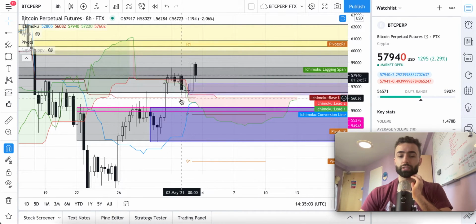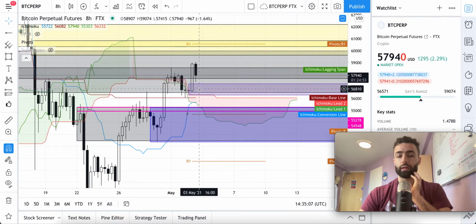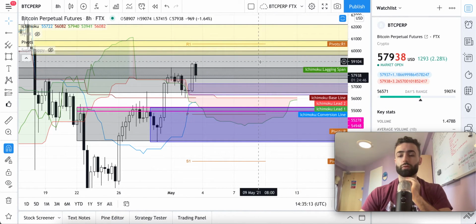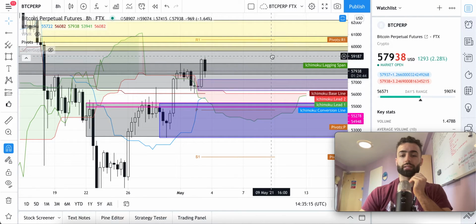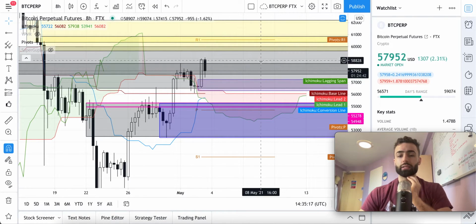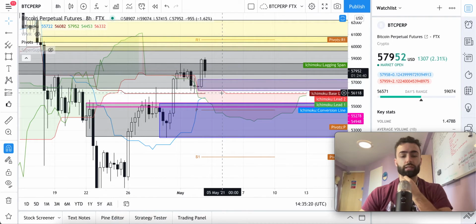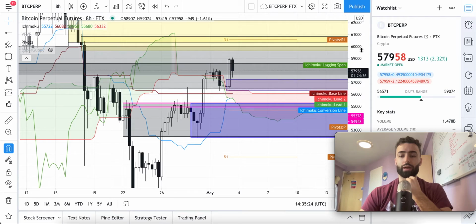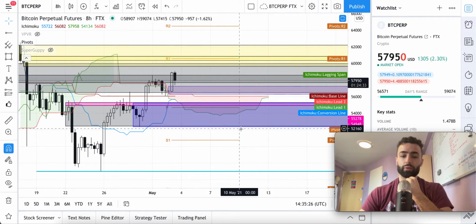So if this ends up flipping where the blue goes above the red line and they're above the cloud, price is above both of those, and the cloud flips green, that's going to be very bullish for continuation. So we'll see what ends up happening in the coming days. Because this is on the 8-hour time frame, it's going to take a little bit of time to work itself out and potentially give that setup and signal.